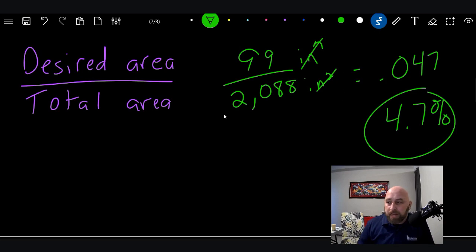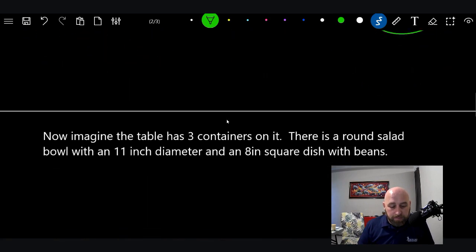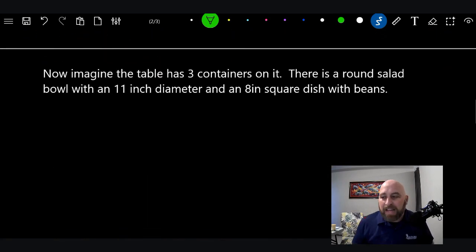All right, so that is a single event. There's one thing that can happen. It can either land in the hamburgers or it can land on the table. So it's just a single event possibility. Now imagine, let's go to the next page. Page number 535. Now imagine that the table has 3 containers on it.